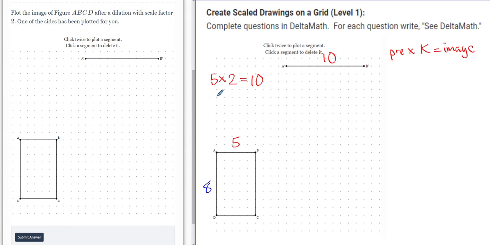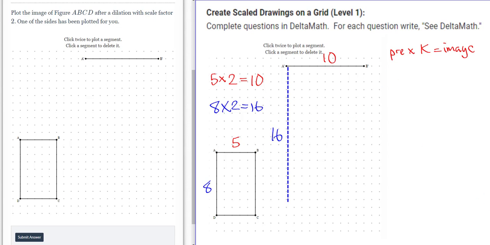Now I'm going to take my next length, which is 8, and multiply by, again, the scale factor of 2, and that's going to give me 16. So let's see if I can draw a quick line here. I'm going to come down here, and I'm not going to worry about counting it, but this should have a length of 16, and then we'd go down 16, and then we should join them together.